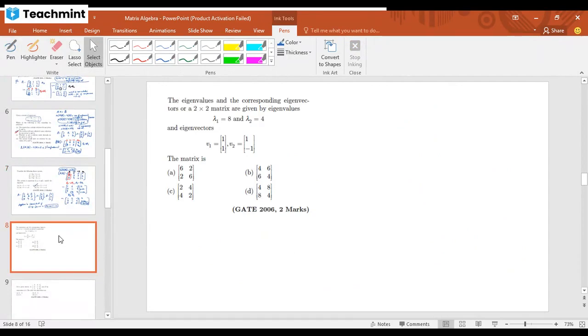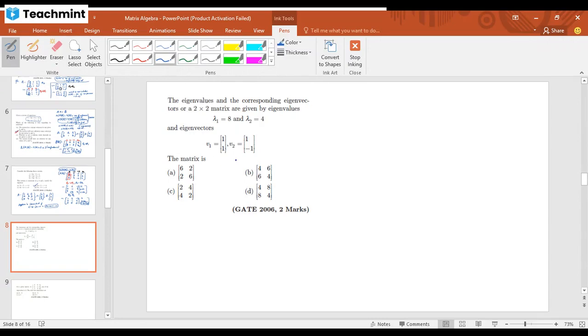Here we are given the eigenvalues and the corresponding eigenvectors of a 2 cross 2 matrix, given by lambda 1 and lambda 2, and the eigenvectors are given. So the question is, we want to find out the matrix A. So here the eigenvalues and the eigenvectors of a matrix A are given, and we are interested to find out the matrix A. So what can we do?